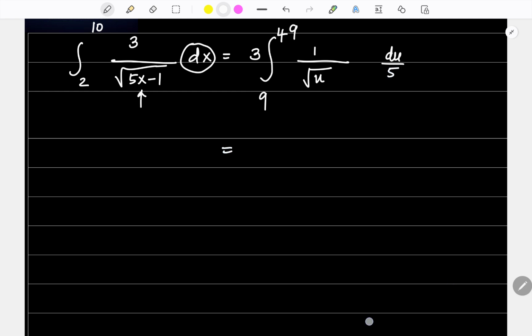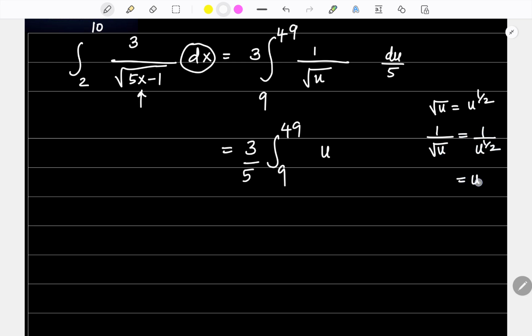So this equals 3 times the integral from 9 to 49. This 5 also, I'll take out. And the square root of u is nothing but u to the power of half. So 1 divided by the square root of u is 1 divided by u to the power of half, which is nothing but u to the power of minus half.